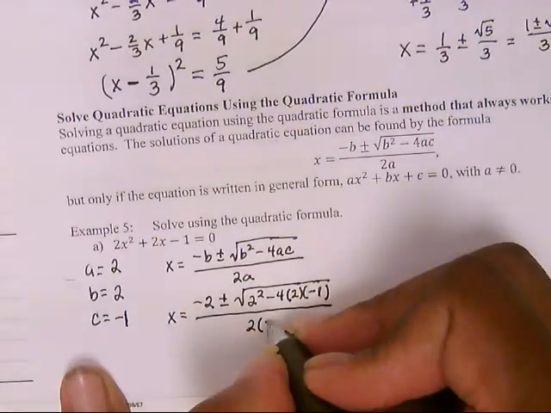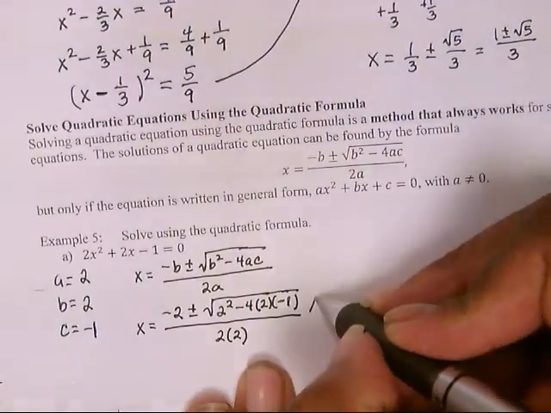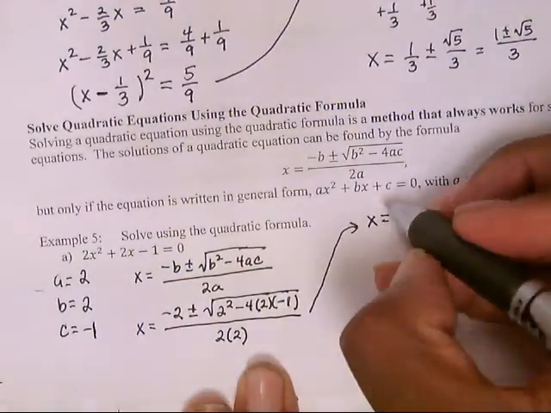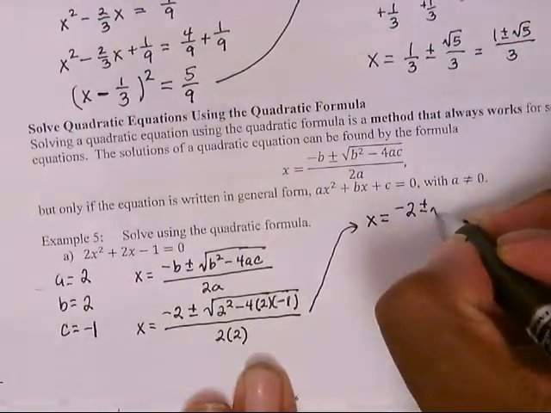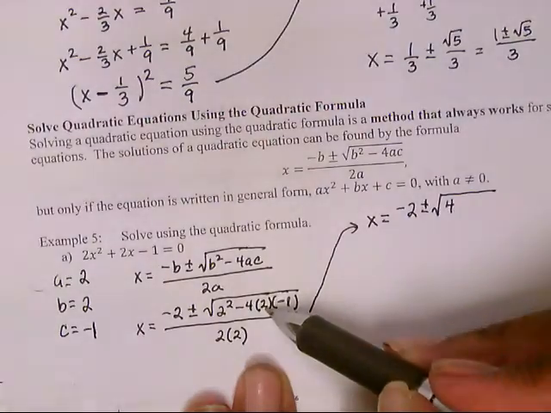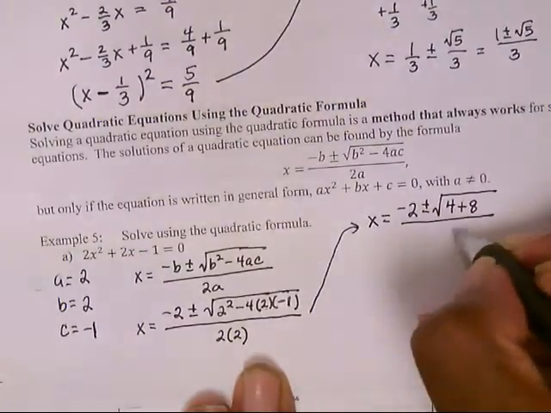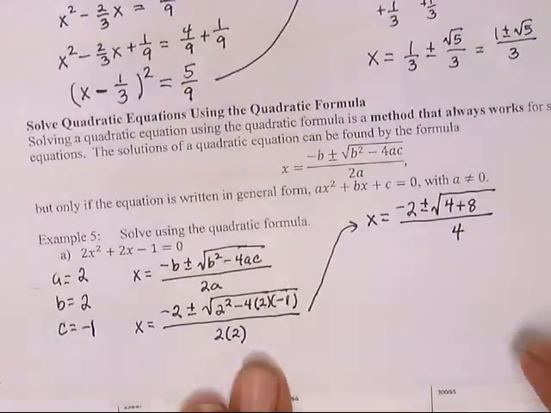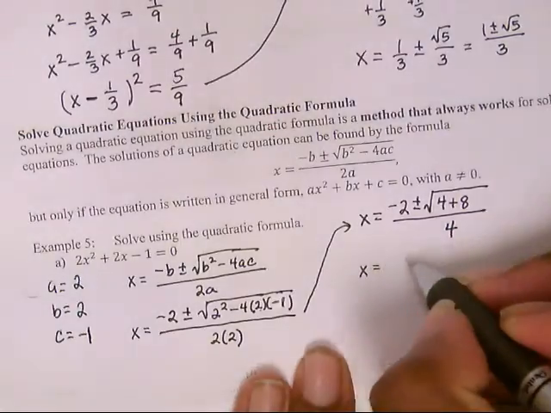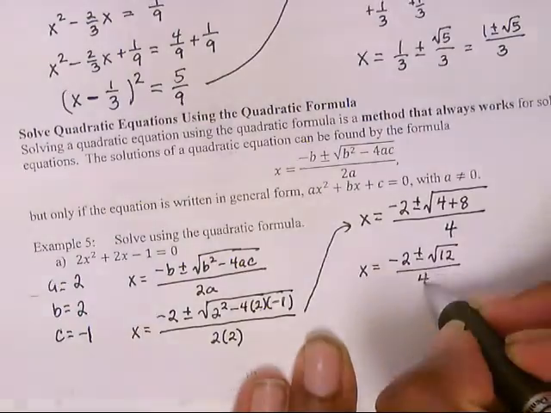All that's divided by 2 times a, which is going to be 2 times 2. I'm going to have to continue this over here because I'm running out of space. Here, bring over the -2, plus or minus the square root of 2 squared, which is 4, minus 4 times the 2 is a -8, times that -1 will be a +8, all over 2 times 2, which is 4. Now underneath the radical, if I add 4 plus 8, I get 12. So I have x is equal to -2 plus or minus the square root of 12 all over 4.